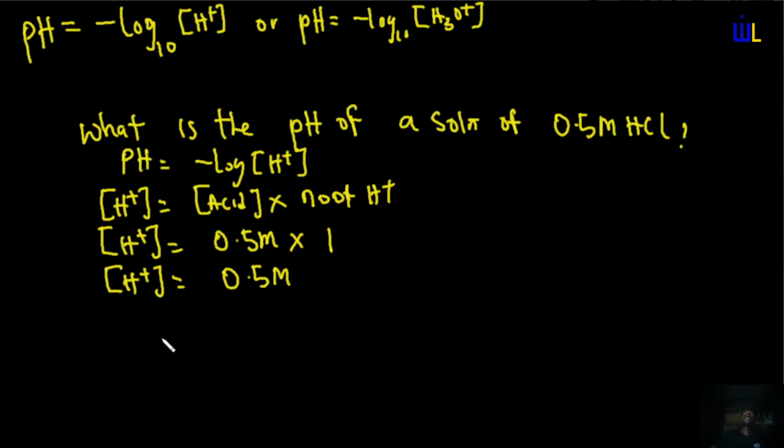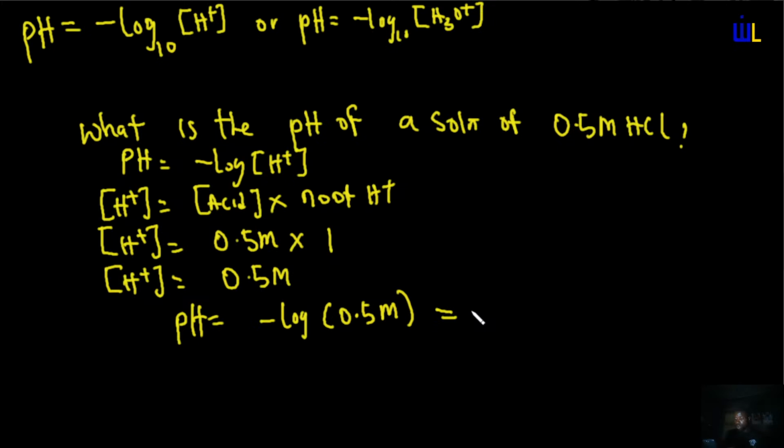Now, if we put it here, it's going to be pH equals negative log to base 10. We don't need to put base 10. The concentration of hydrogen is 0.5 molarity. Now, if we put this directly in the calculator, what are we going to get? I will still show you how to solve this without a calculator, but let's use a calculator to solve this.